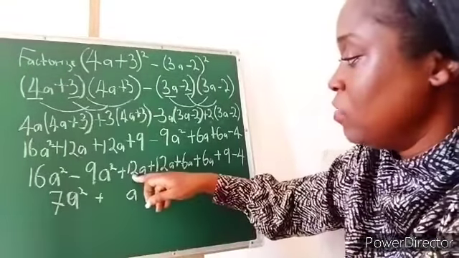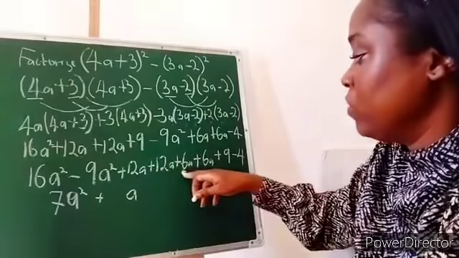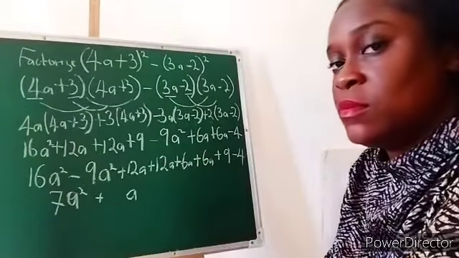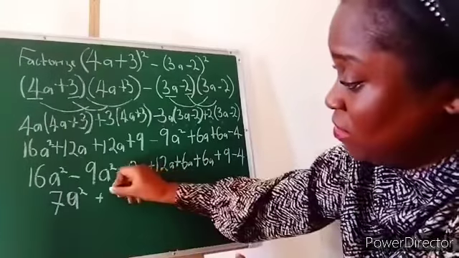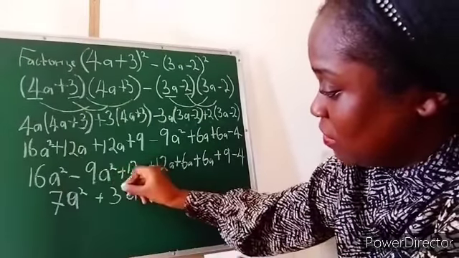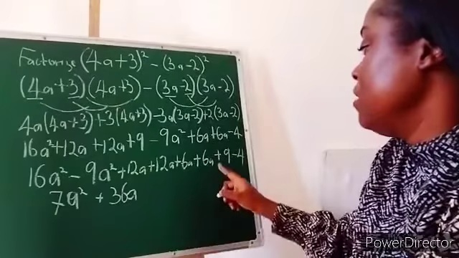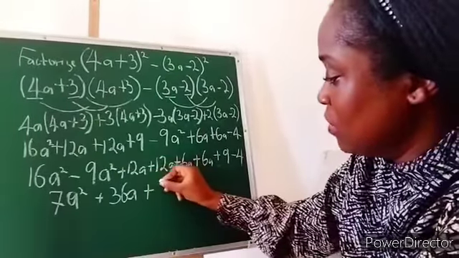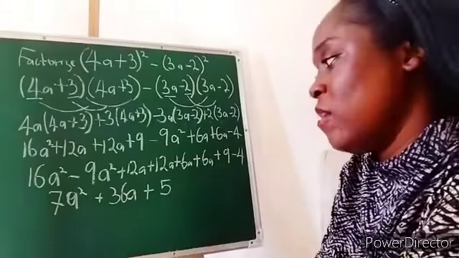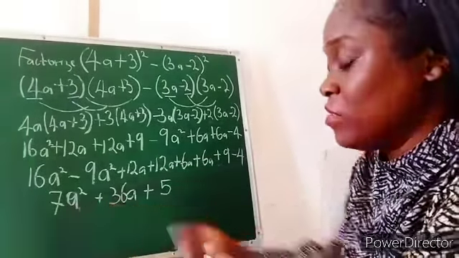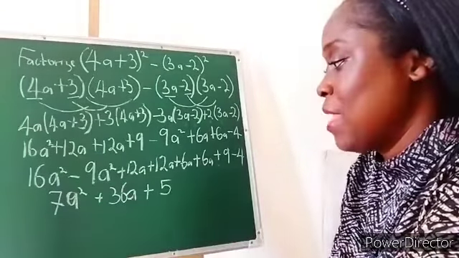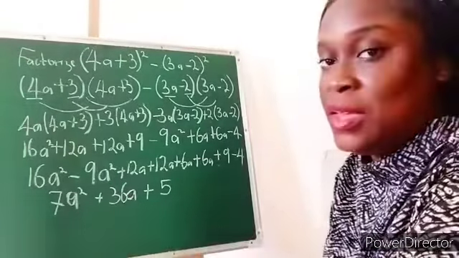Now you go say 12 plus 12 plus 6 plus 6. That will give us what? 36. Abi na 36. Then this last one, 9 minus 4. That one's simple now. 9 minus 4 na 5. So they say make we factorize this one wey remain.